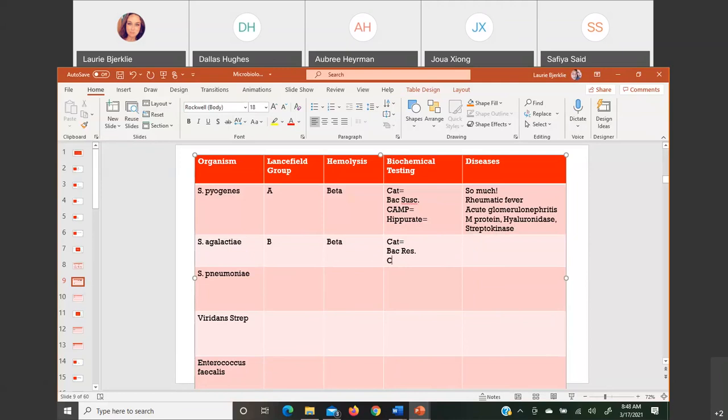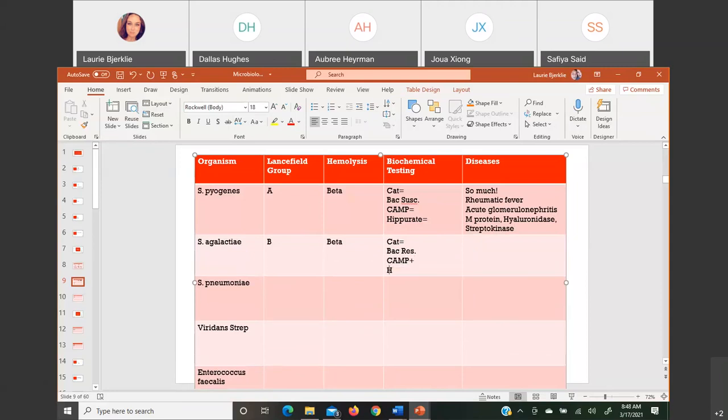positive. Good. And if we ran hippurate hydrolysis, that's also positive. So you can see right there from those three tests, we can figure out off our beta-hemolytic streps which one's Strep pyogenes and which one's Strep agalactiae. That's the whole purpose of running these tests, to figure out which one it is specifically. So very good. All right, diseases, naming the big disease that we link with it.